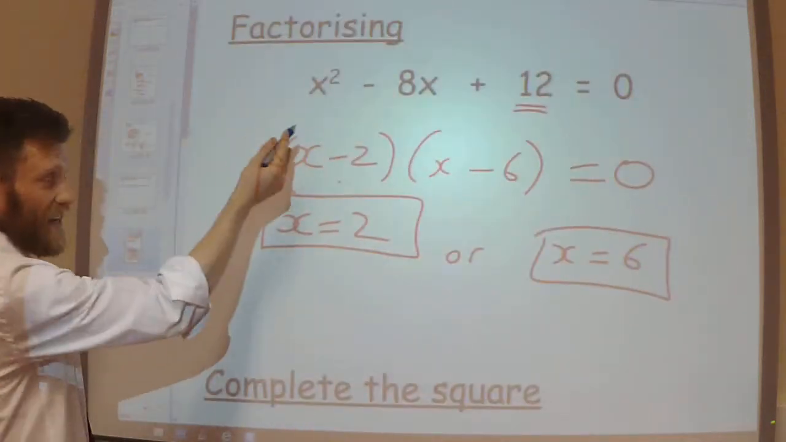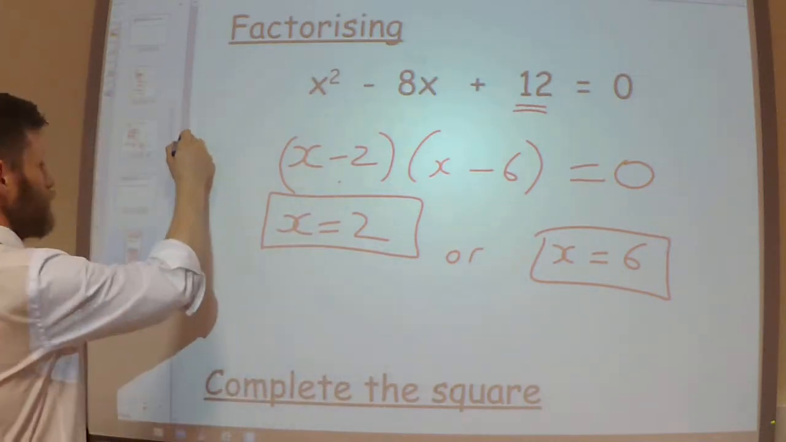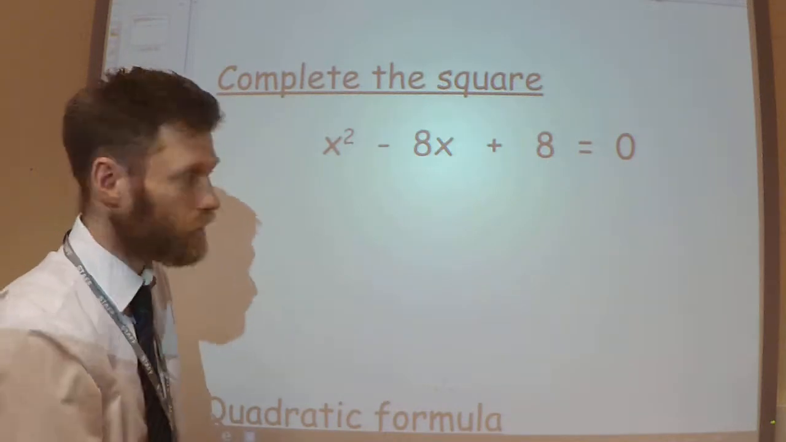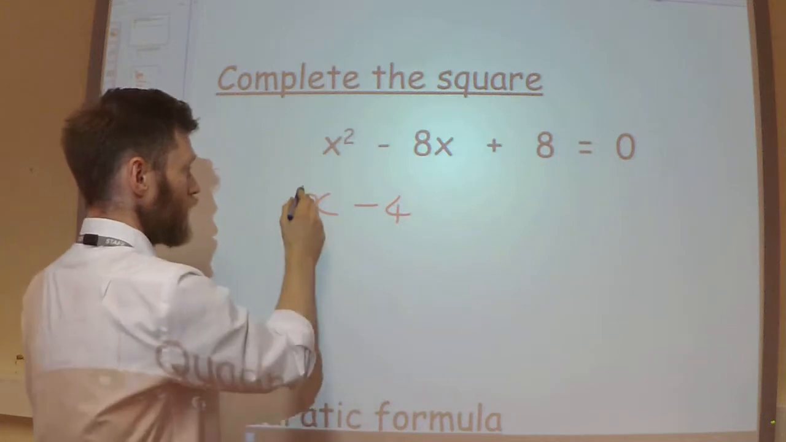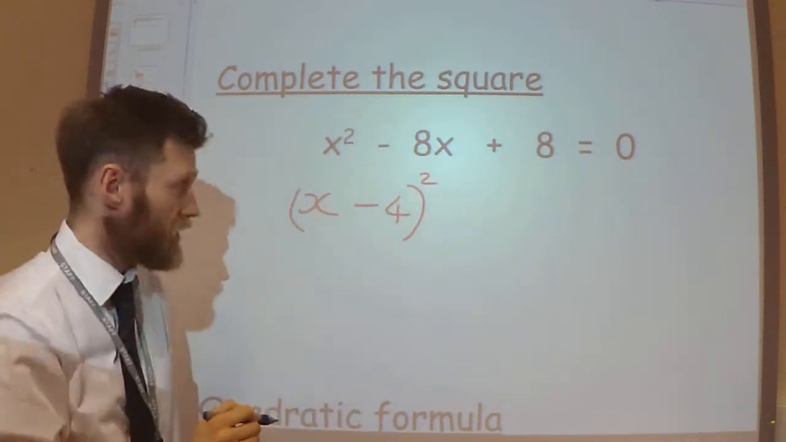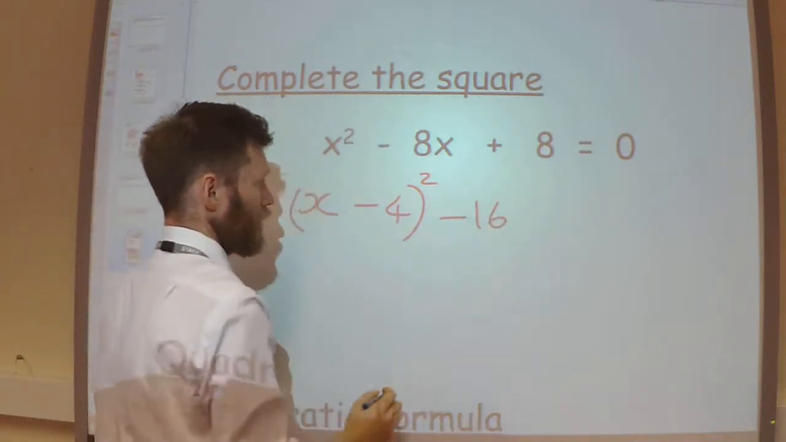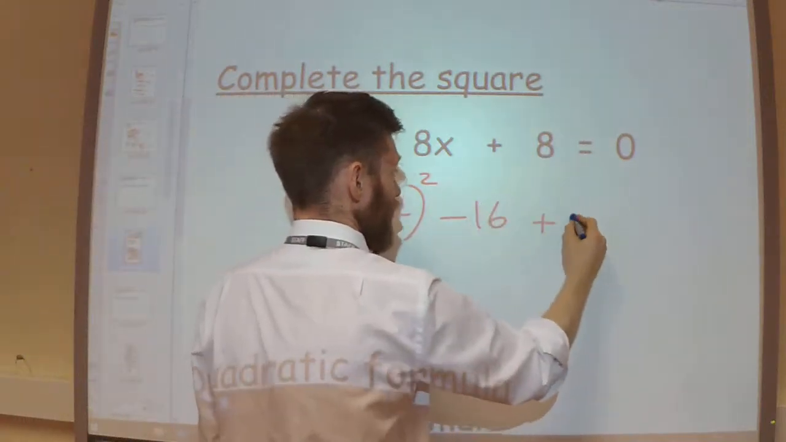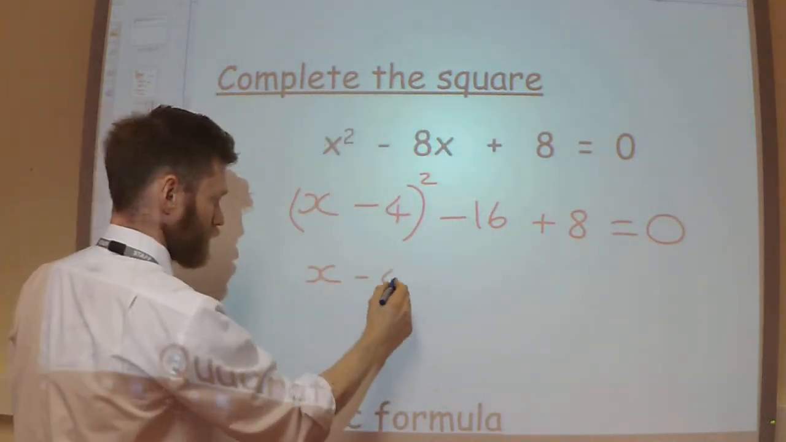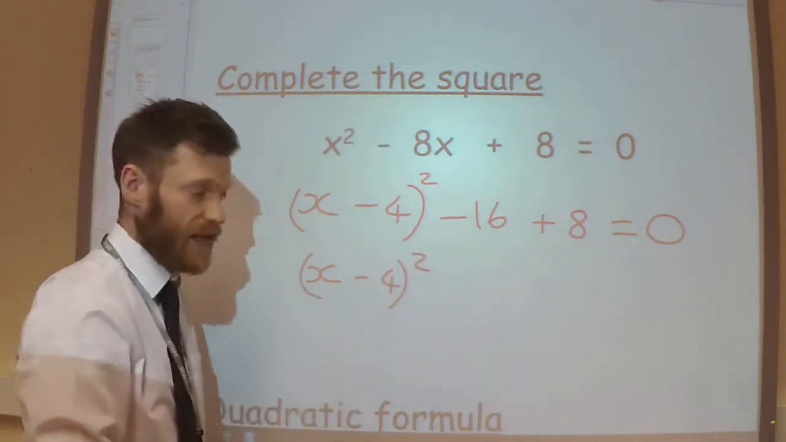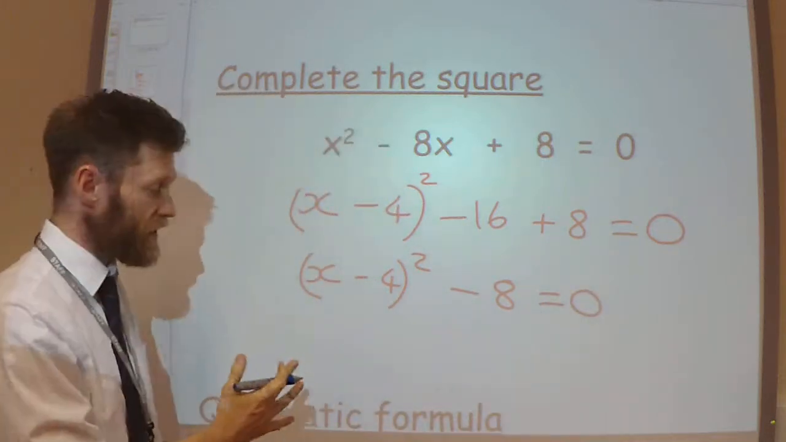Obviously, factorization is the first thing you try because it's the quickest and the easiest. If it doesn't work though, completing the square is what you go to. So, half the term in the middle, that goes inside the squared term. Subtract this number squared, and then remember we've still got this 8 over here. Simplify this. So the minus 16 plus 8 is minus 8. And there we go, we've completed the square.